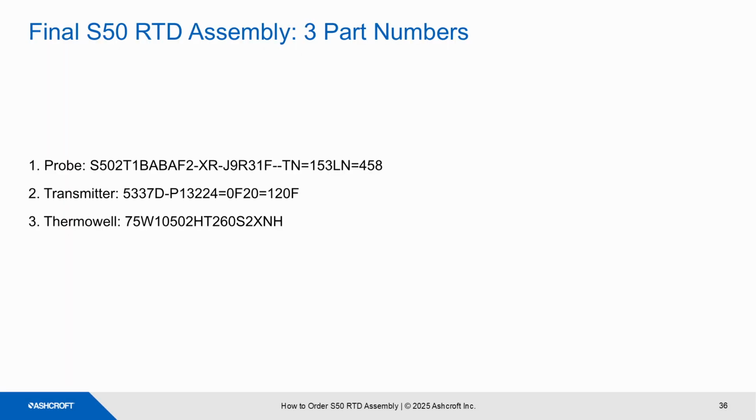The final S50 RTD assembly part numbers, it's 3 part numbers. The probe part number is shown there. Then we have a transmitter part number, and then the thermowell part number.